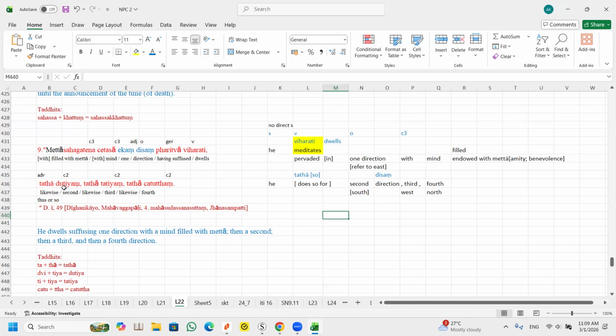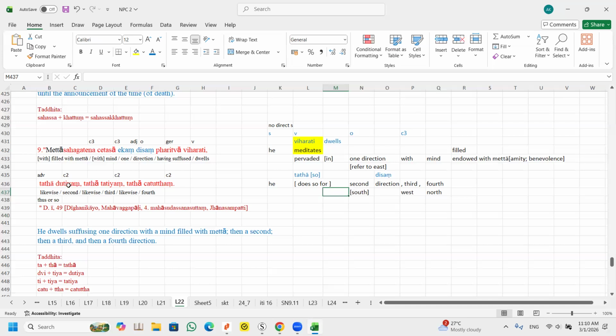Tatta dutiyang. Tatta in this case means likewise, also. So in this case, the subject is still the same. You can see this part is not there anymore, because he does so. So is the word tata. I borrow from me. He does so for, because in English, you see direction for second.